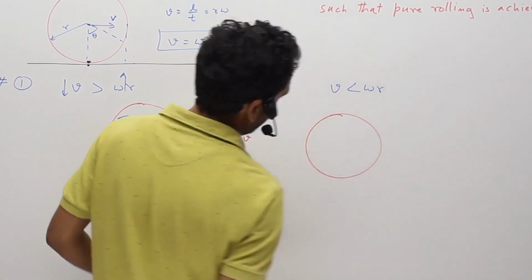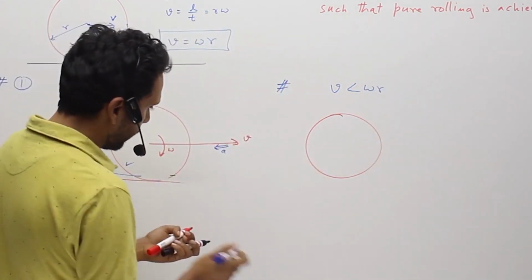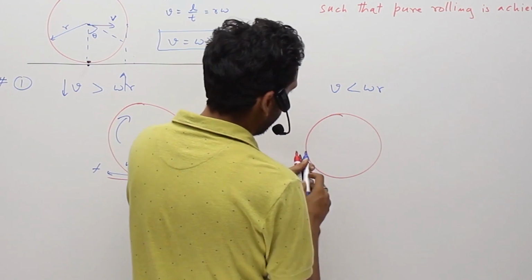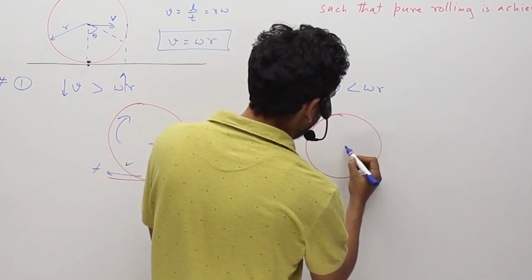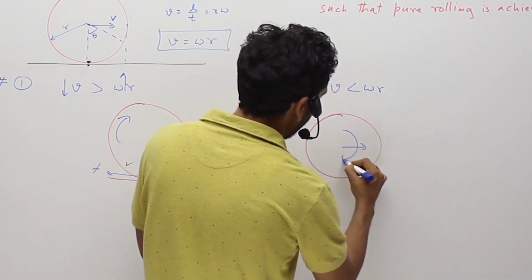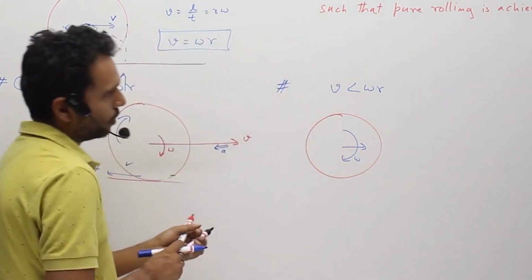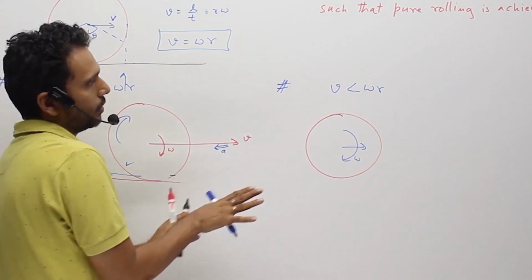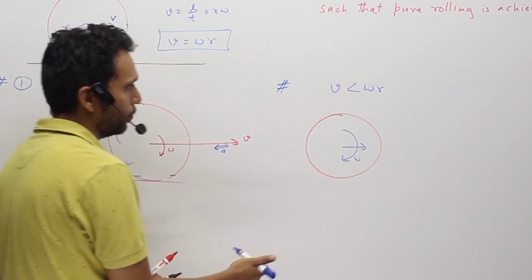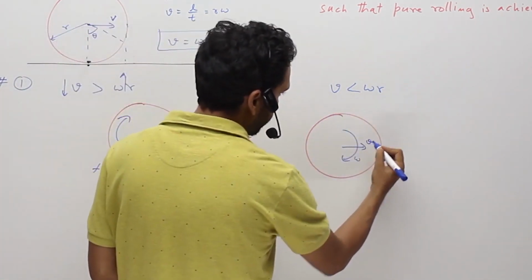Now case 2 would be when your V is less than omega r. You may say the wheel was skidding. So skidding is happening over here. Your V is small and your omega is large. Like on a muddy road, the wheel is stuck. You are just rotating the wheel, but it is hardly going forward. So there is a lot of omega, but very little V.